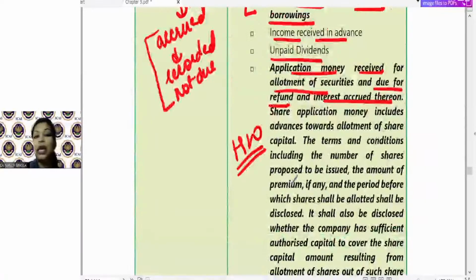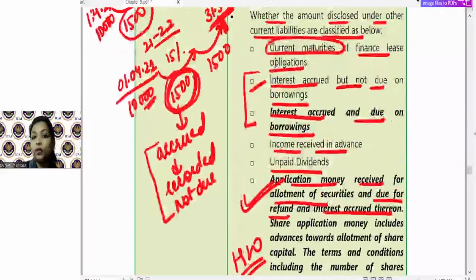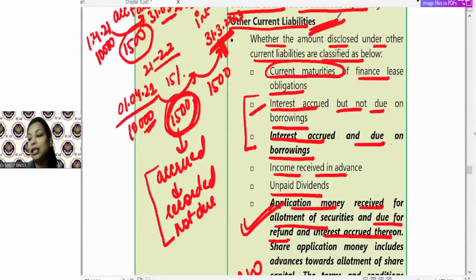Application money received on allotment of securities and due for refund. You may get a question MCQ कि कहाँ आएगा ये. So the answer is other current liability. Or you may get a question that other current liabilities में which all will not be included. So you may get an option which needs to be mentioned in borrowings. है ना. So this can be a good question for your examination. ठीक है. In the next session when we will come, I'll definitely discuss one MCQ on this topic. ठीक है. So with this we have completed trade payables and your other liabilities.